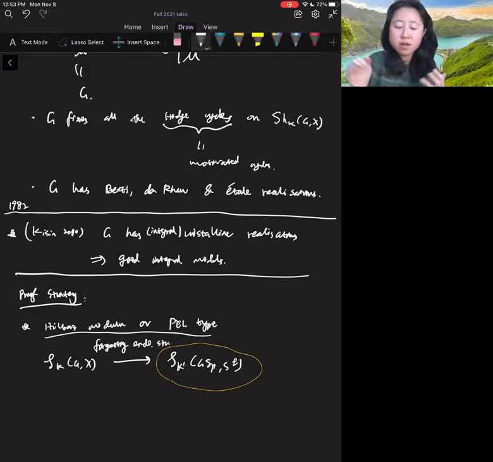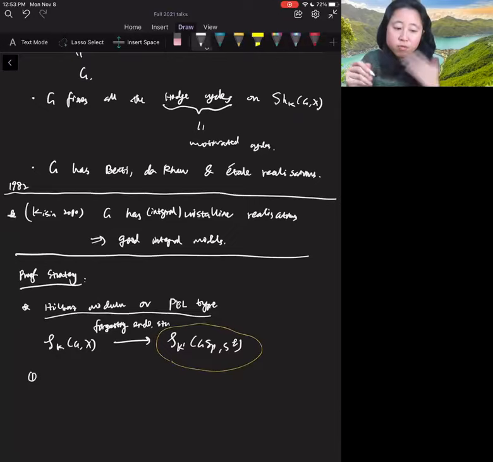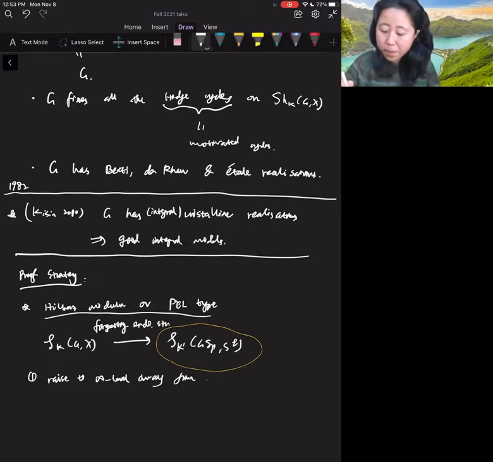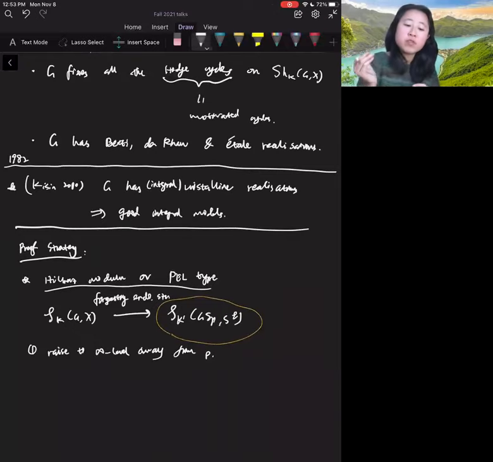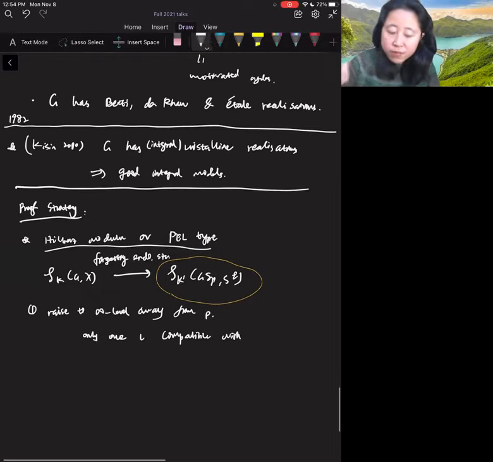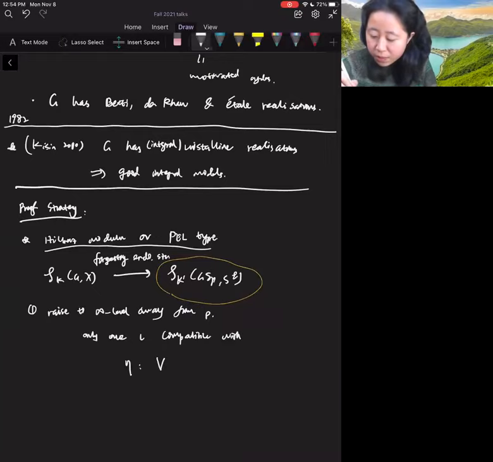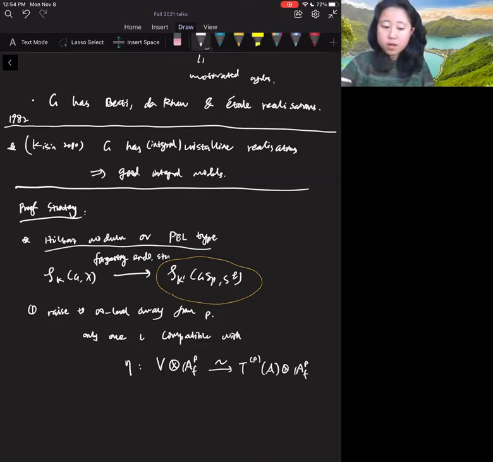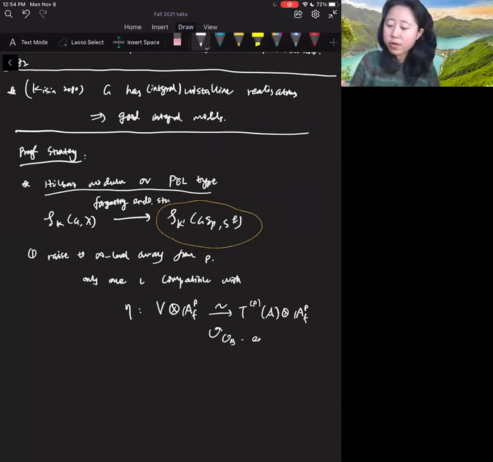And so how do you show that this is a closed embedding? So basically what you do is that first you raise it to infinite level away from P. And at infinite level, it's much easier to show that it's a closed embedding because it turns out that there's only one endomorphism iota that's compatible with this infinite level structure, which is a certain isomorphism between your symplectic vector space tensored up to finite adeles away from P, and this is an isomorphism going to rational Tate modules away from P. And this has to be OB equivariant.